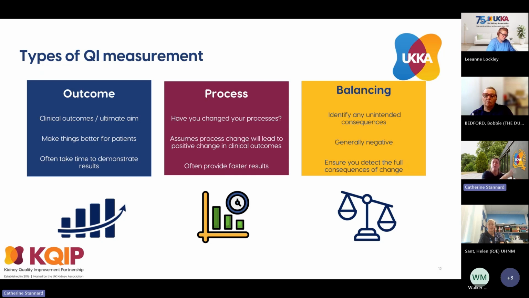What his outcome measure will be is reduced failure of fistulas. But a balancing measure will be the workload for interventional radiology. If you're looking at peritonitis, the outcome measure might be the rate of infection. Your process measure might be the percentage of patients who've had refresher training in the last 6 months, for example.